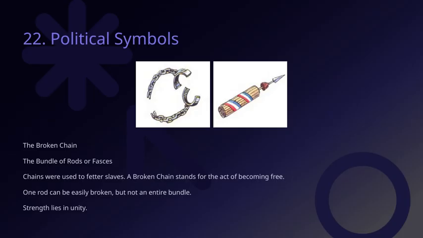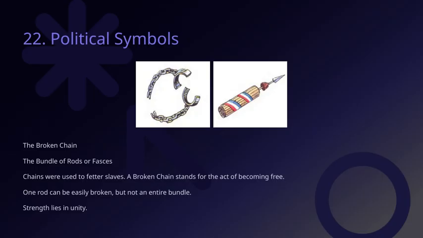Next, we have the bundle of rods, also known as fasces. This symbol traditionally shows a bundle of rods bound together with an axe, and it originates from ancient Rome. The key idea here is that while a single rod can be easily snapped, a bundle of rods remains strong and unbreakable. This leads us to the most important concept. Strength lies in unity. When individual elements come together, they form a much stronger whole.